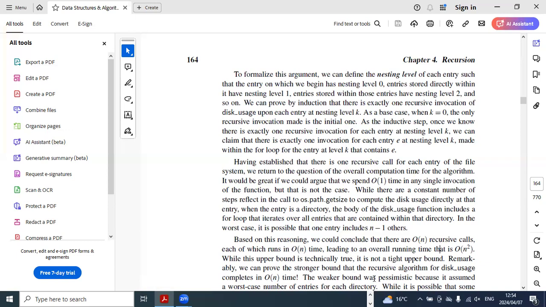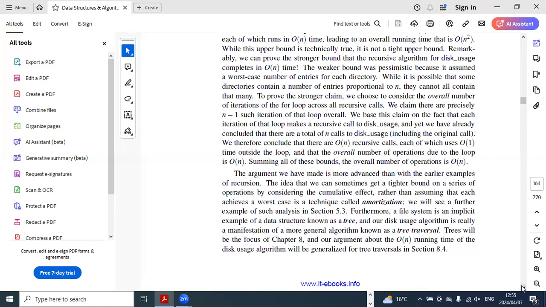Remarkably, we can prove the stronger bound, that the recursive algorithm completes in linear time. The weaker bound was pessimistic because it assumed the worst case number of entries for each directory. For each directory, due to the loop being linear in its entries, summing over all of them the overall number of operations is linear. The argument we have made is more advanced than the earlier examples of recursion. The idea of getting a tighter bound on a series of operations by considering the cumulative effect, rather than assuming that each achieves its worst case, is technically called amortization, which will be explained later in the next chapter.